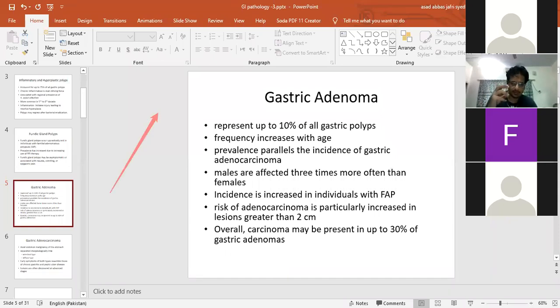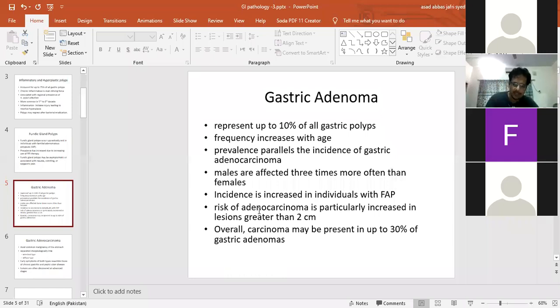So gastric adenocarcinomas are more common, and mimic the prevalence of gastric adenomas. Males are affected 3 times more commonly than females. Incidence is increased in individuals with familial adenomatous polyposis. Risk of adenocarcinoma is particularly increased in lesions greater than 2 centimeters. This is true also in the large bowel.